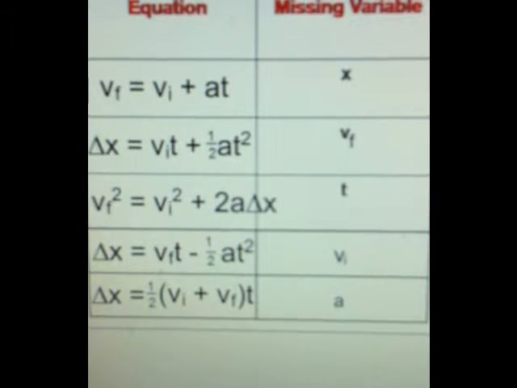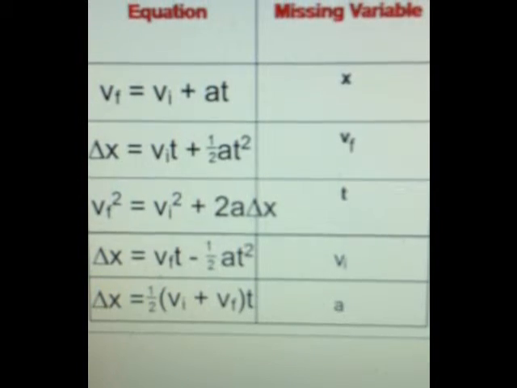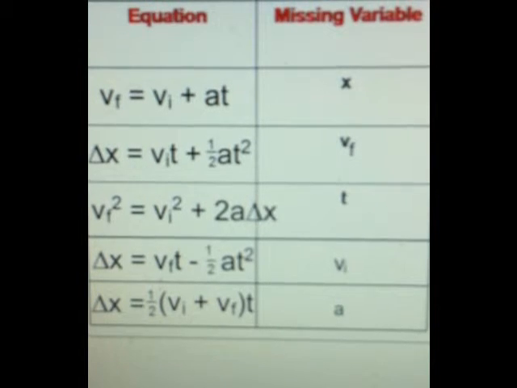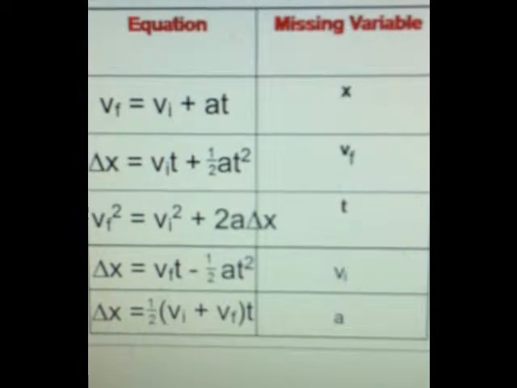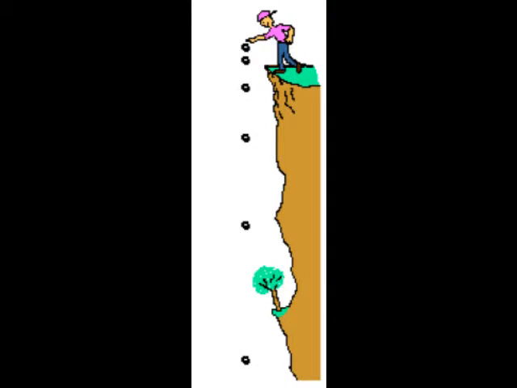The variables you are missing are the ones that you don't necessarily care about in the problem, so that leads you to choose the right equation to solve it.